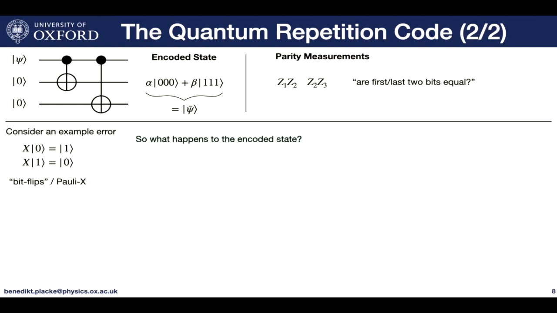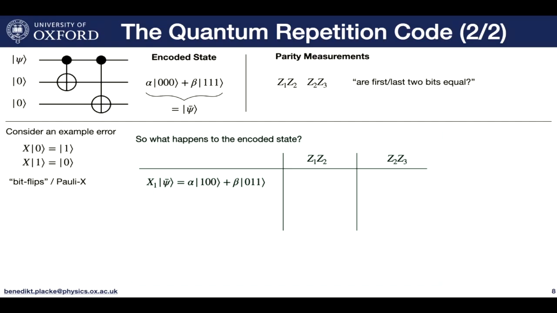So what happens to the encoded state? Let's do a table and ask how do these measurement outcomes change. Imagine we apply a bit flip to the first qubit. What will be the state afterwards? Again, it follows from linearity, right? It will be 1, 0, 0 and 0, 1, 1. The first bit is now flipped in both. And now, of course, I can again ask, are the first two bits equal? And now the answer is no. But for the second one, the answer is still yes. The last two bits are still equal.